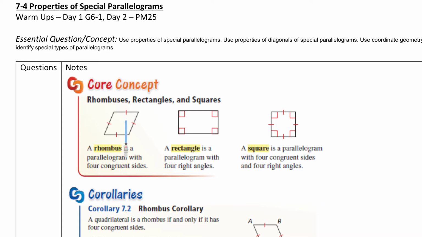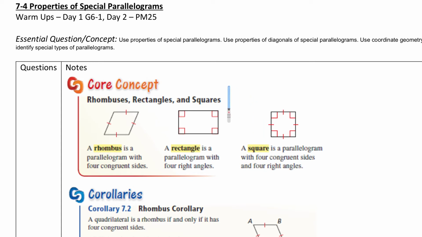Now, what if you had something that had four congruent sides and four right angles? Well, then that would be a square. A square is a parallelogram with four congruent sides and four right angles. So basically, a square is a rectangle, right? Because it meets the properties of a rectangle. But a rectangle is not a square, because a rectangle does not have four congruent sides.